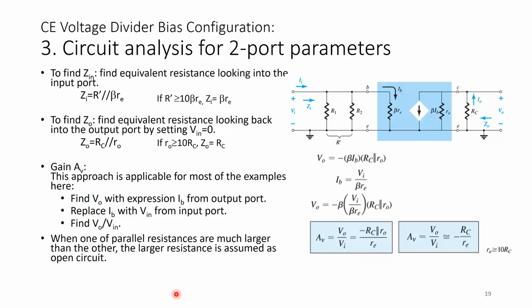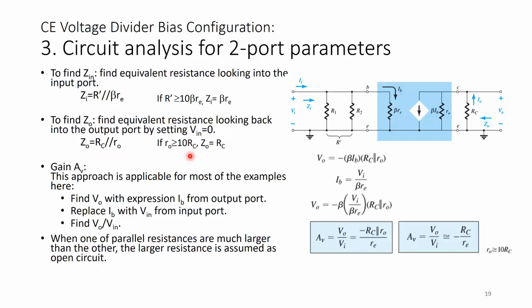Again, if one parallel resistance is much larger than the other, the larger resistance is assumed to be an open circuit. So in this case, AV is assumed to be just negative RC divided by RE, because R out is more than 10 times bigger than RC, and for Z out we do expect R out to be bigger than 10 times RC.